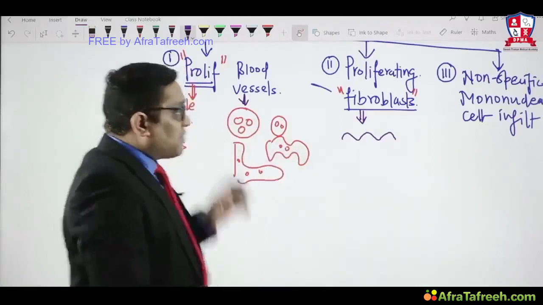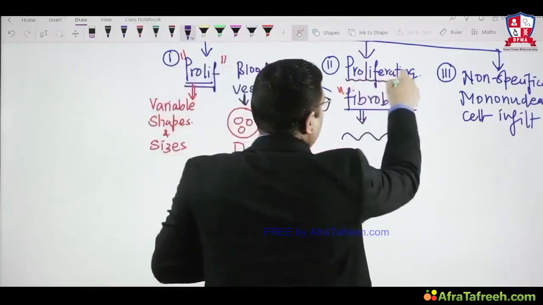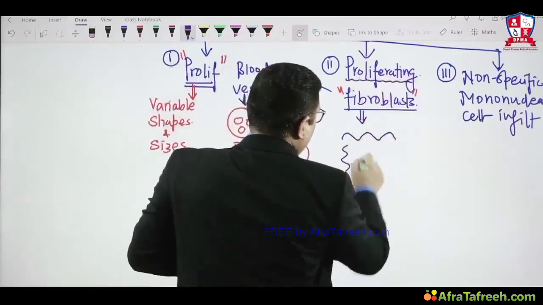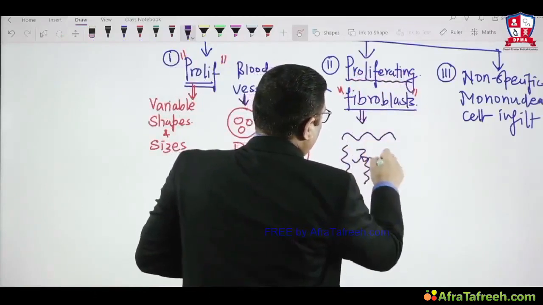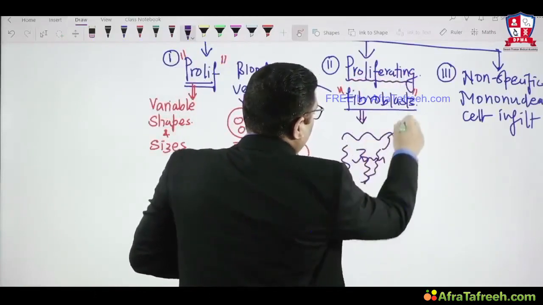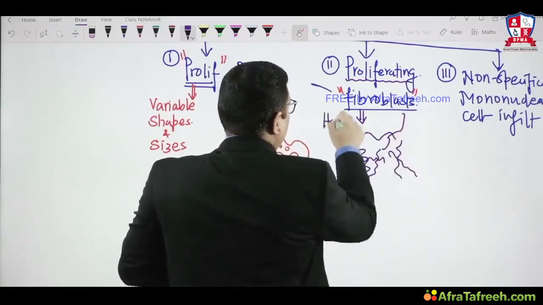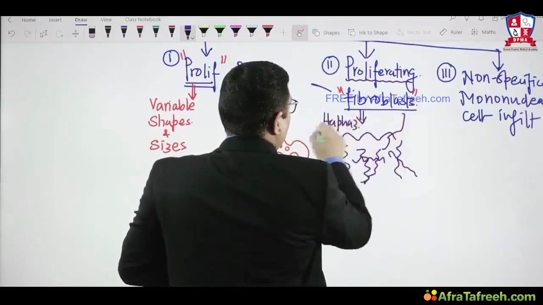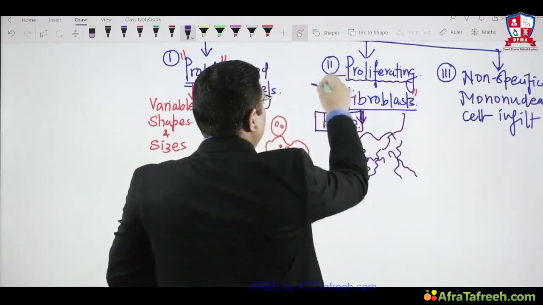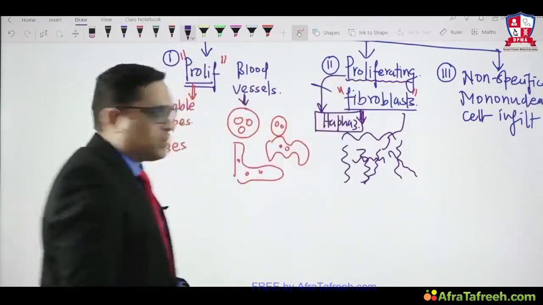But when we have to identify proliferating fibroblasts, how will it be? Proliferating fibroblasts will have a haphazard arrangement: horizontal, vertical, tangential. So all will be haphazard. When they have a haphazard arrangement, then it is called proliferating fibroblast, right?